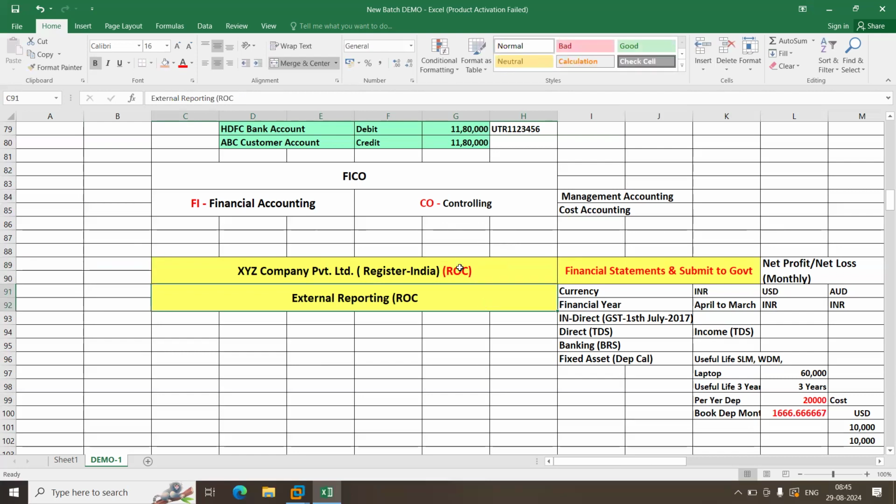Then once you are registered as per ROC rules and regulations, you must prepare your financials and submit them to ROC, plus the income tax department. Plus, some companies go for the IPO, meaning they are share market listed. Once you are listed in the share market, then you have to submit to SEBI.